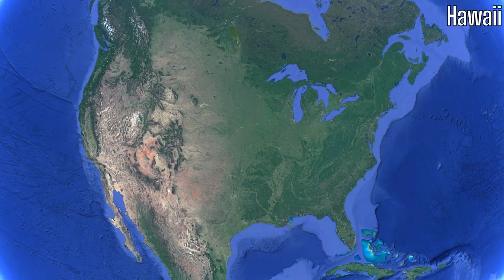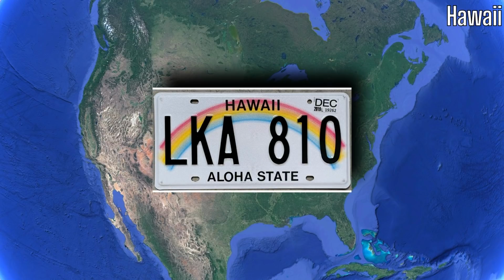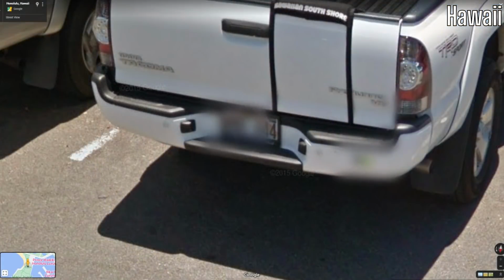Hawaii is already a pretty distinctive state just by its landscape, but its license plates are somewhat recognizable. They're white with a rainbow going across, and this design has been used since 1991. Blurred out, it can sometimes be tricky to spot since it's mostly white, but you can catch a glimpse of the rainbow usually.